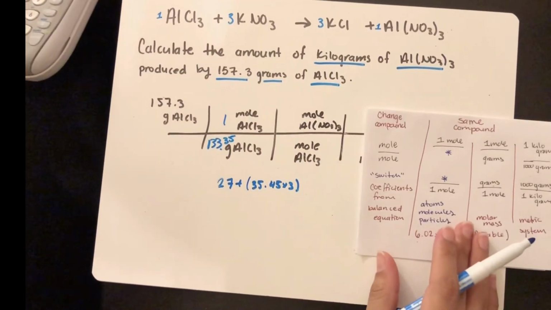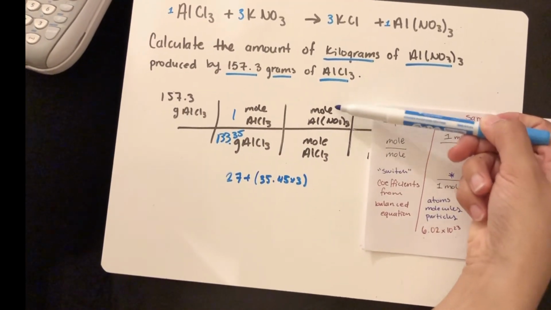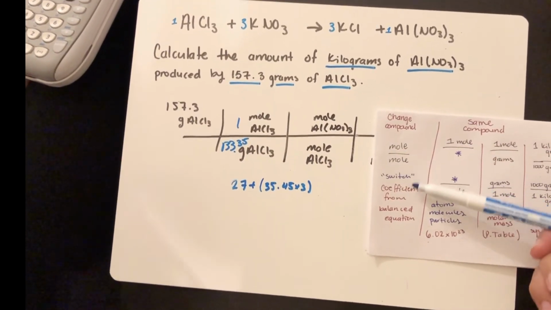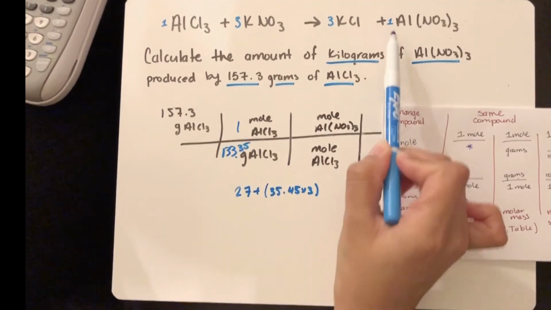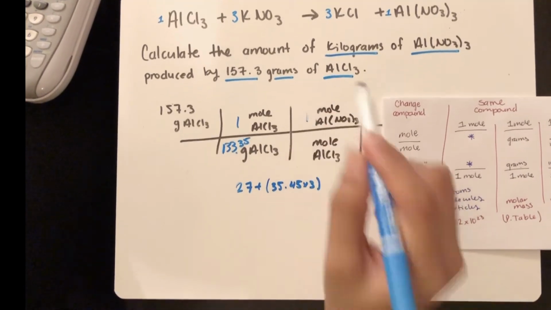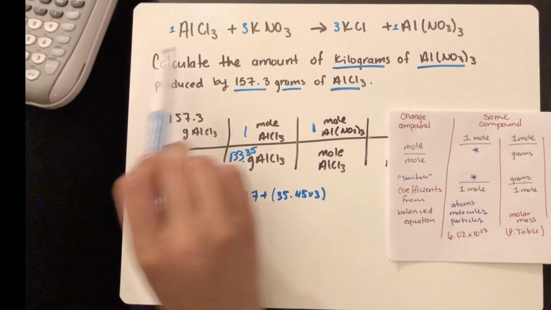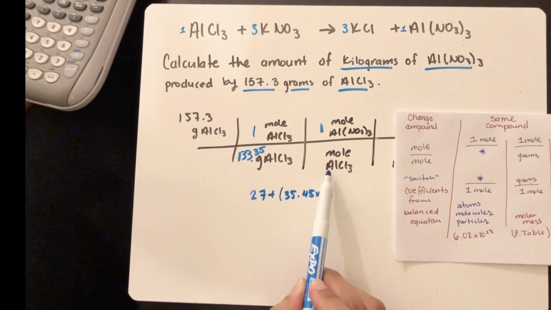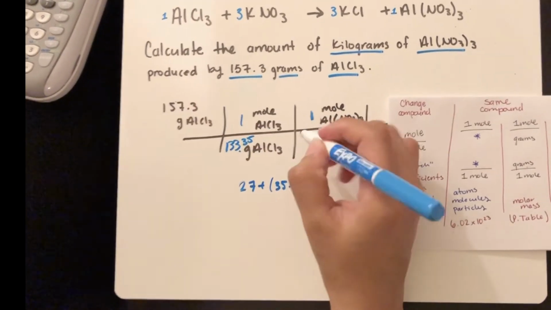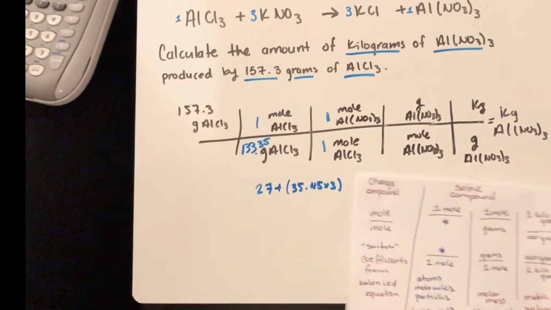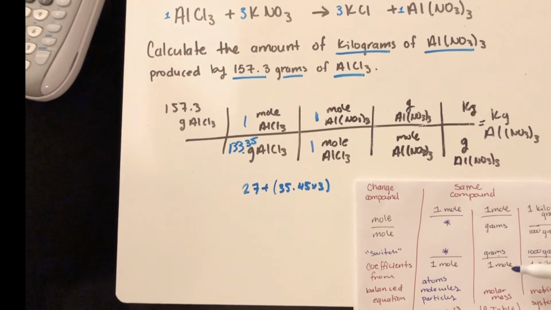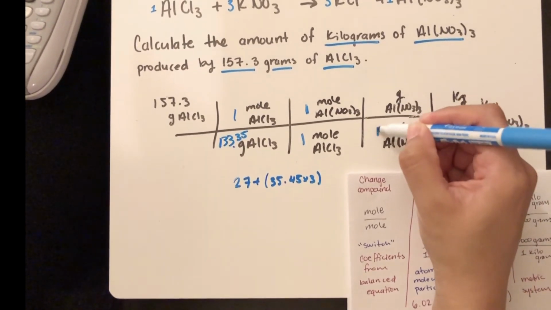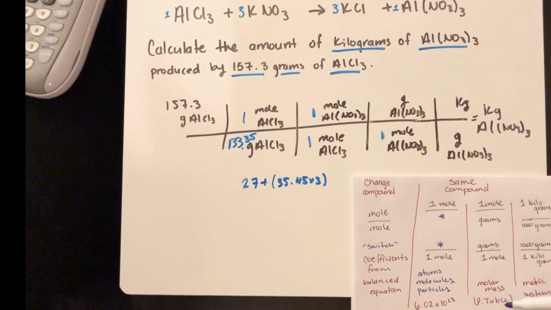So we continue with the resources, and we see that we have mole over mole, and that comes from the coefficients. So we're going to look for the coefficient that comes with aluminum nitrate, and that is a 1. Then we're going to look on the balanced equation for the coefficient that comes with aluminum chloride, which is also a 1. So we continue on, and we have grams and mole. So when we have gram on top and mole at the bottom, mole is 1. And gram, again, comes from the periodic table.